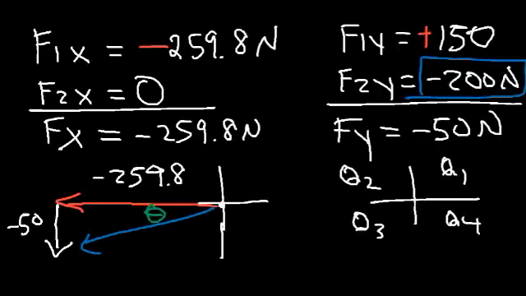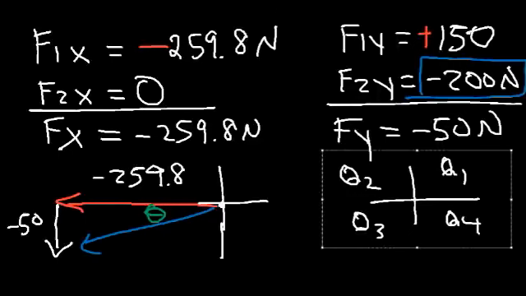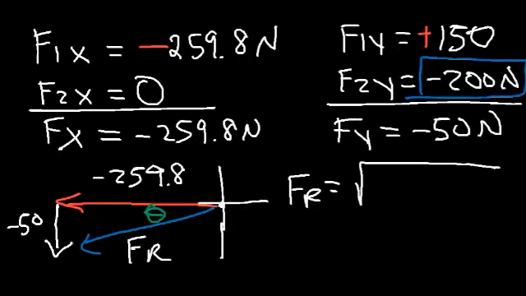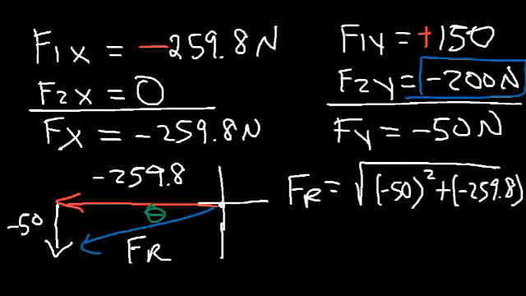So now we could find the magnitude of the resultant force. The resultant force is going to be the square root of negative 50 squared plus negative 259.8 squared.